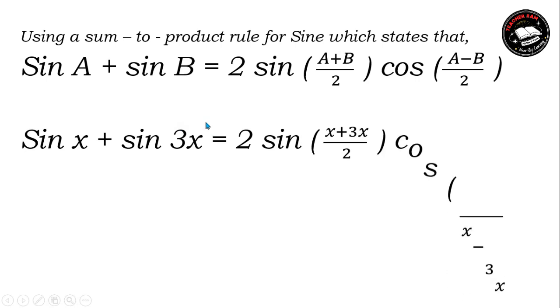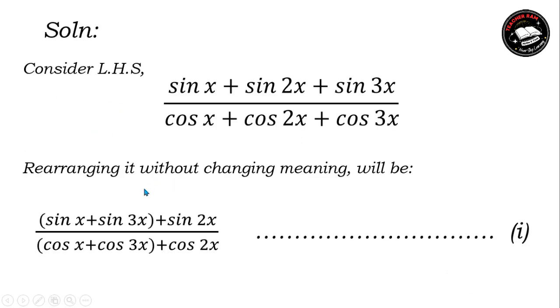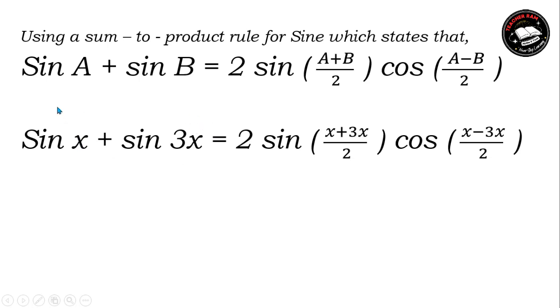So here, as we can see, we have this as our equation. Considering from here we have sin x plus sin 3x, so we are going to use these two. Angle A is represented by x and angle B is represented by 3x. So here will be 2 sine of (A, which is x, plus B, which is 3x, divided by 2), multiplied by cosine of (A, which is x, minus B, which is 3x, divided by 2).